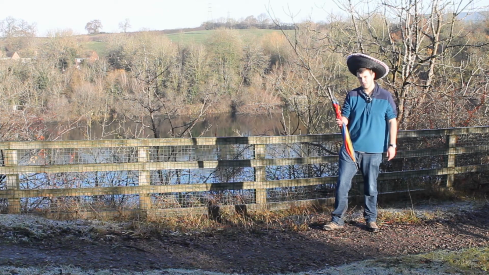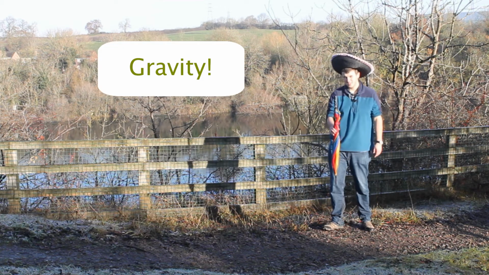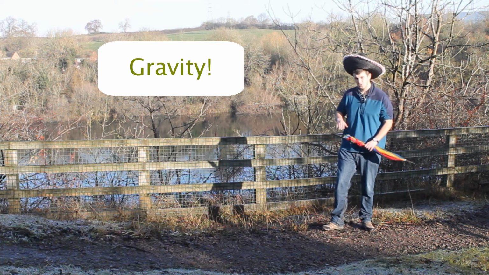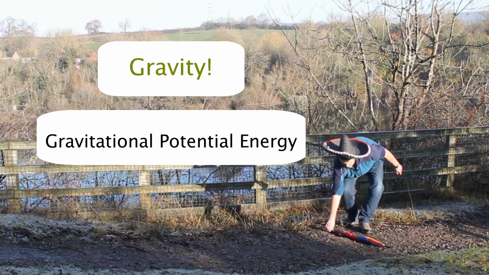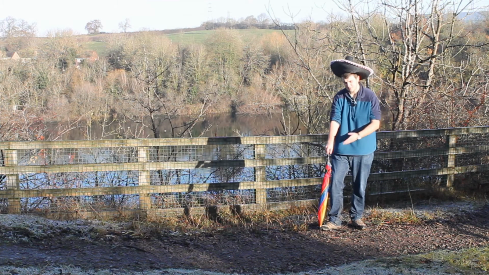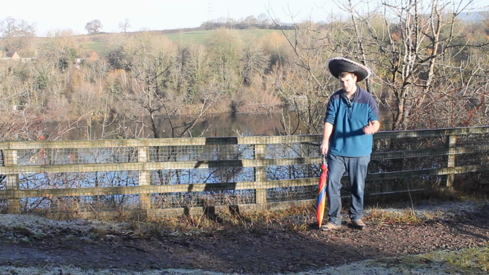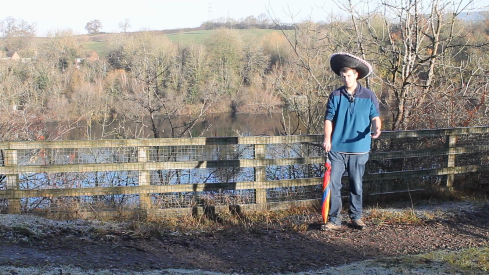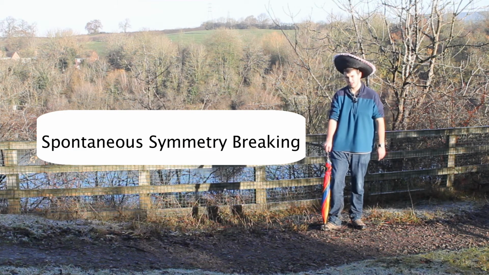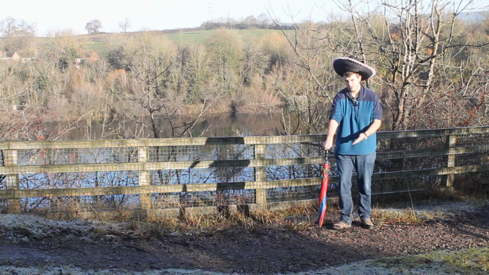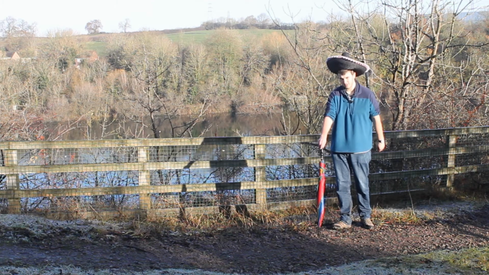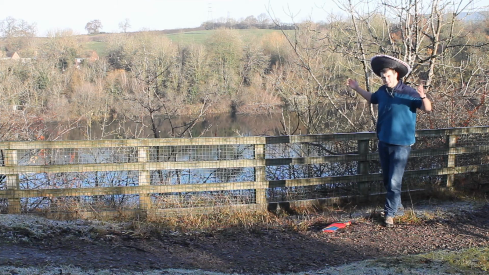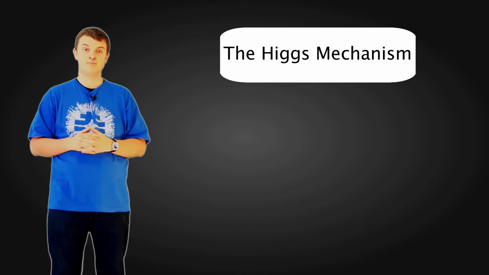Why does the umbrella fall? If you said gravity, that's right. As physicists, we would say that this has a lower gravitational potential energy than this. So the system changes to find the lowest potential energy state. This is what we mean by spontaneous symmetry breaking. We started out with a symmetry, and because the system is looking to find the lowest potential energy state, the symmetry is spontaneously broken. And now we're ready to talk about the Higgs mechanism.